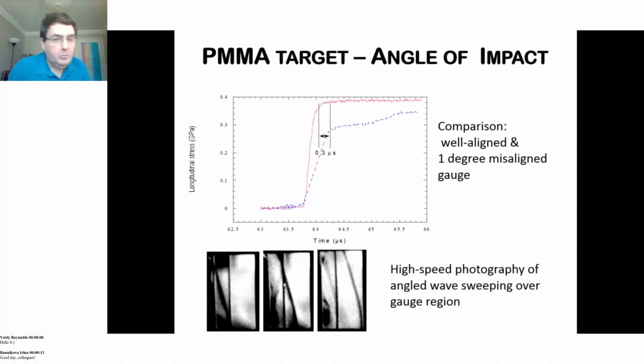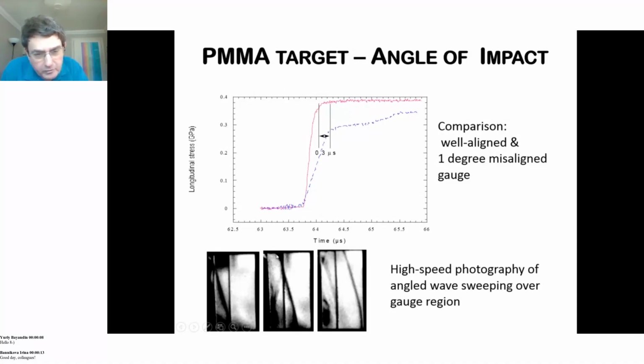And down below, we have 3 frames from a high-speed sequence. In this sequence, this vertical line is where the gauge was, and this angled line represents the shock wave coming through the perspex. So the shock wave comes through the perspex. The gauge is about here. That angled shock wave goes through.